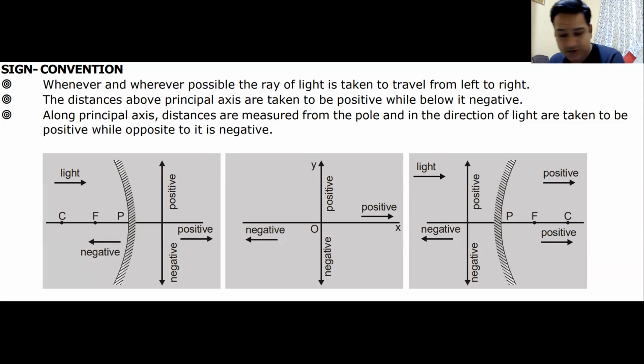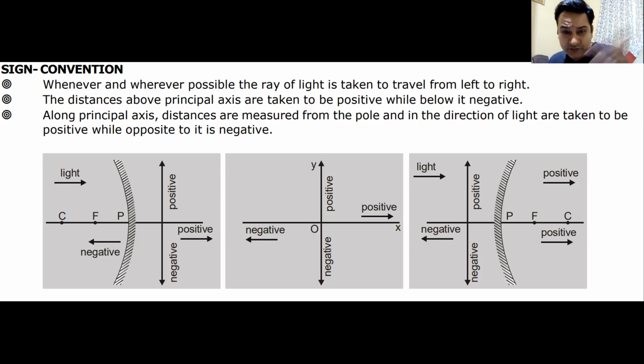Now, when I was of your age, we were using two types of sign convention. One was the real and virtual sign convention, where everything on the real side was positive and everything on the virtual side was negative. There was always a lot of controversy. I was never very confident about that real and virtual system. I don't know why. That was the latest system at that point in time. I'm talking about the year 1995.